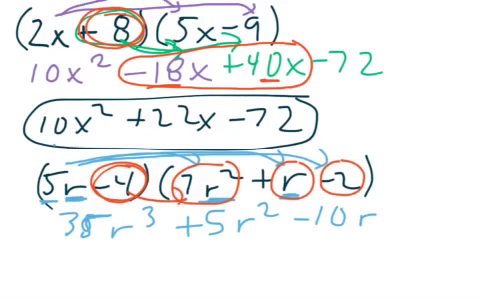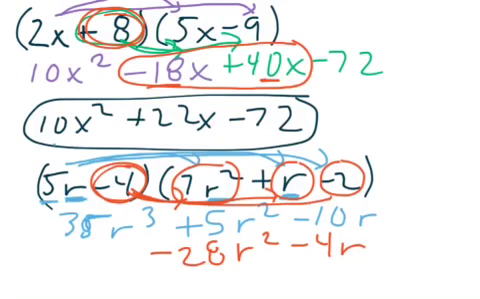So I'm going to do minus 4 times the 7. And I'm going to get positive, or sorry, almost messed up, a negative 28r squared. Does everybody agree? Negative 4 times 7 is negative 28. And negative 4 times r is negative 4r. And negative 4 times negative 2 is plus 8.